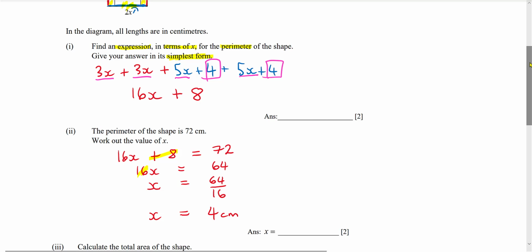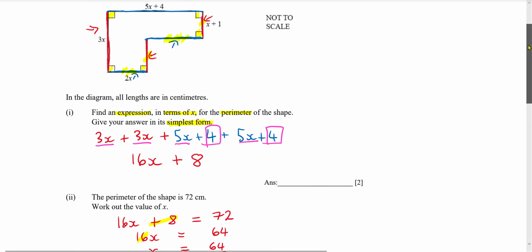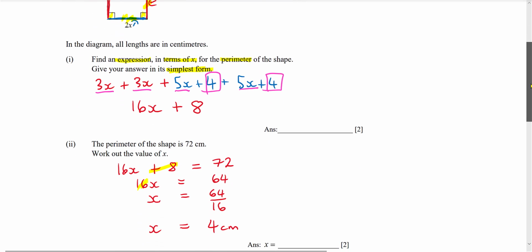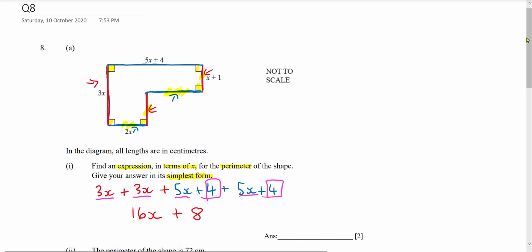Okay, for 8a part 3, we need to calculate the total area of the shape. If we scroll back up, have a look at our shape here. There's a couple of ways we can go about doing this. We know from part 2, if we come back down a bit more, that x was equal to 4 centimeters. So we can plug x equals 4 into our lengths up here.